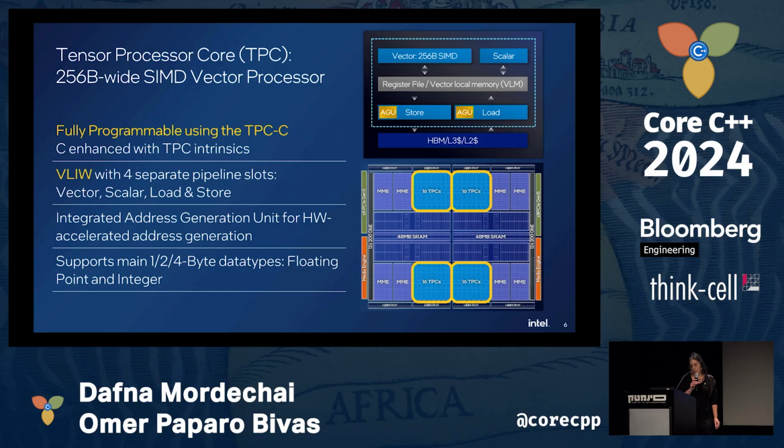It is a very long instruction word processor with vector pipes, scalar pipe, loads and stores. And it is fully programmable with a language named TPC-C, which is C, but with some dedicated types to work in a single instruction multiple data manner, in vector manner, for all the different types, ints and floating points, for 1, 2 or 4 byte types. And obviously it is programmable in a similar way to the C code or C++ code that you know of, with a dedicated compiler that is a Clang-based compiler.